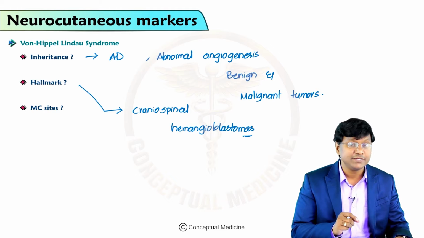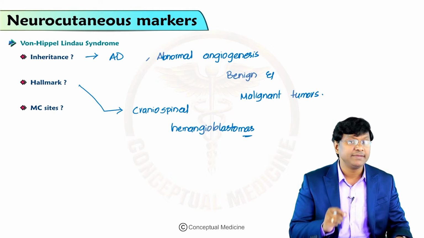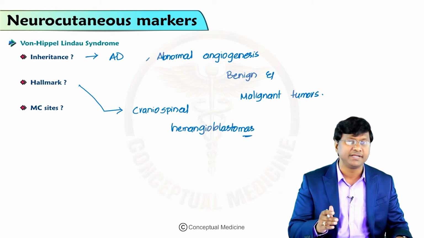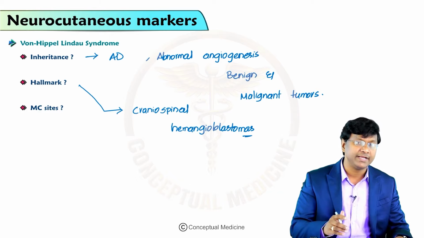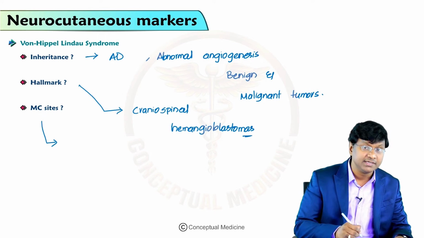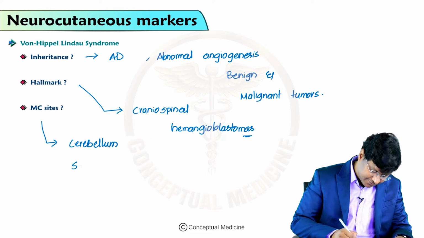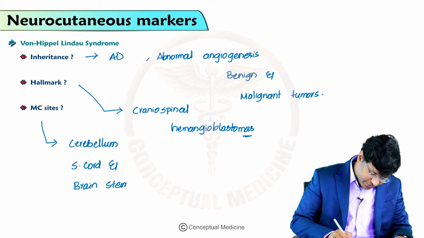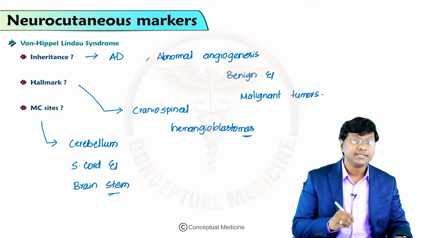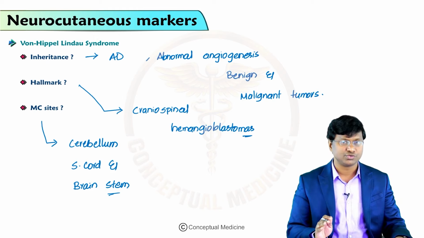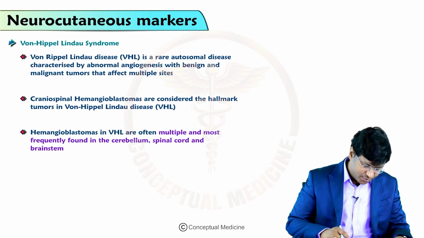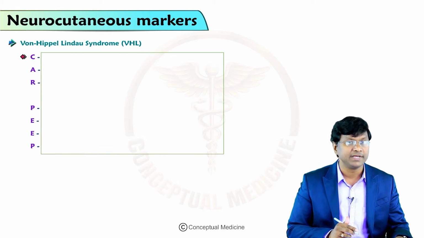These hemangioblastomas in von Hippel-Lindau syndrome are often multiple in number, and most frequently they are found within the cerebellum. They are also present within the spinal cord as well as the brainstem. So this will be the distribution of the craniospinal hemangioblastomas. Now you see the various manifestations in von Hippel-Lindau syndrome.